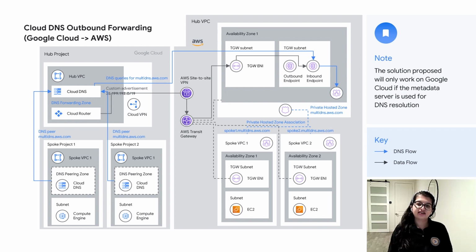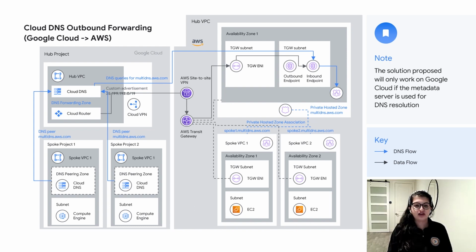Now let's look at the DNS and network routing flow for the outbound forwarding side of things. The Google Cloud VMs essentially send the DNS queries to the Spoke 1 and Spoke 2 multi-dns.aws.com. From a DNS standpoint, the query from each of the Spoke VPCs is sent to the Cloud DNS local resolver, and as you can see, via DNS peering, it gets routed to the DNS forwarding zone in the hub VPC.